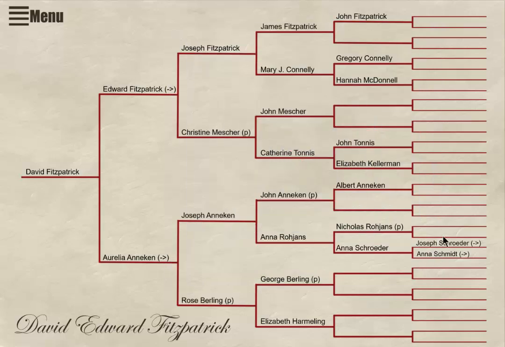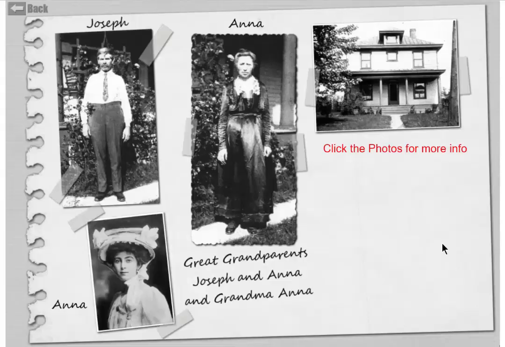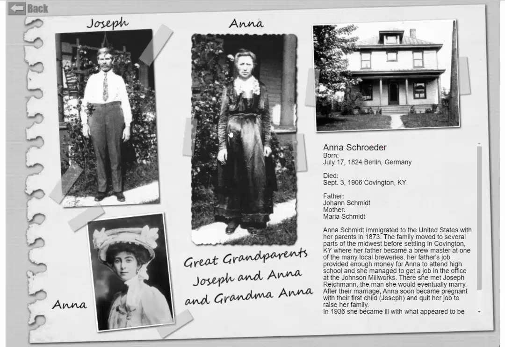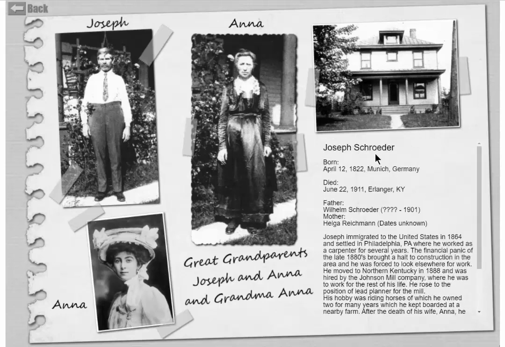And then out here, we have some pictures of the Schroeders. This one I set up is more of a vintage kind of page. You can set these things up to look however you want. For instance, it says to click on the photos for more information. So if we click here, you'll see that Anna's information comes up, and there is Anna's information along with Joseph.